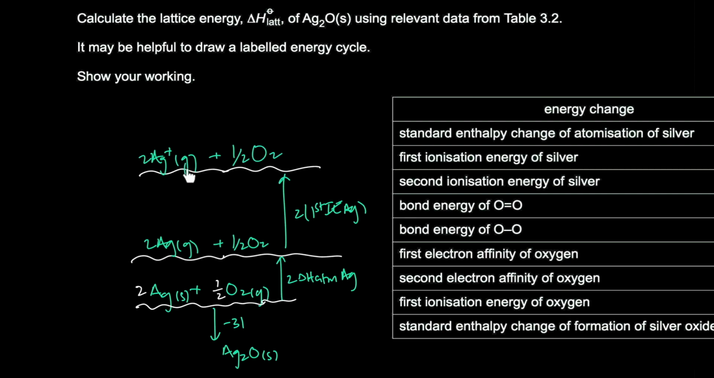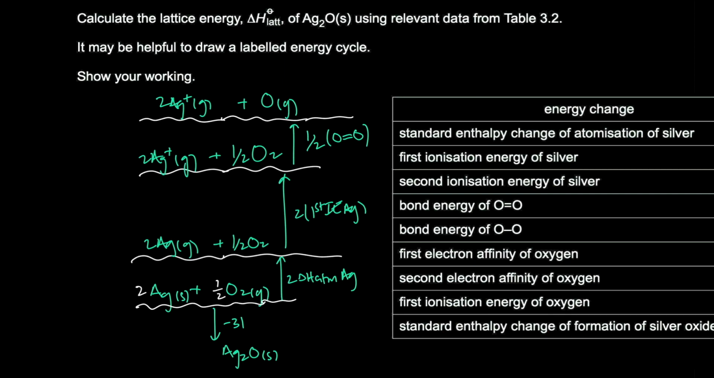Again, we want to get to the gaseous ions because the lattice enthalpy is gaseous ions to solid lattice. So we're going to convert the elements to the gaseous ions. We convert silver to its gaseous ions. Now we're going to talk about oxygen. First we have the bond enthalpy of oxygen. We have half the bond energy of oxygen, because we have half a mole of oxygen molecules. So over here we end up with 2 Ag plus gaseous, and then gaseous oxygen atoms.